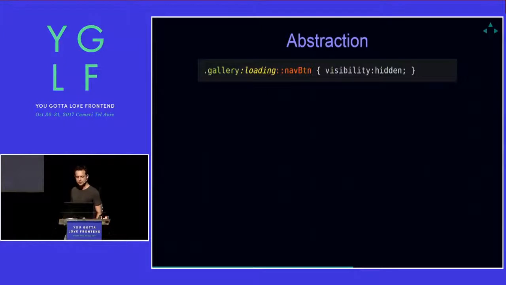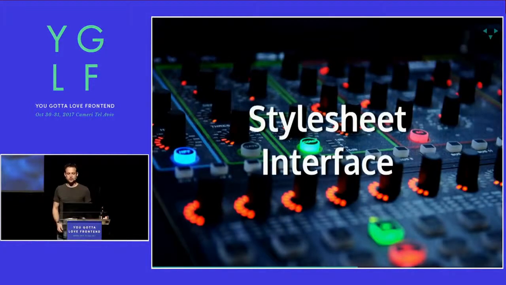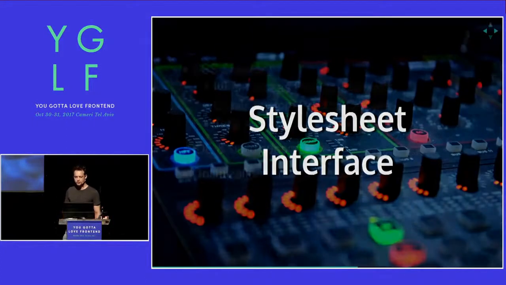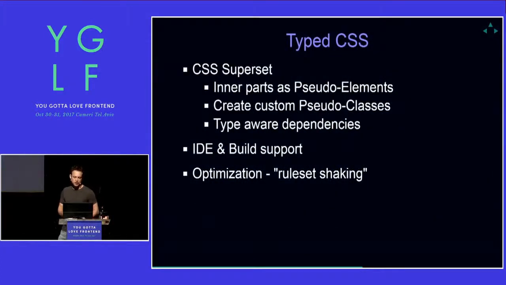It's not CSS. So how can we make it work? A possible solution would be to introduce an interface to our style sheets. Such an interface would enable us to describe relationships and definitions for inner parts and states of our style sheets. And this is starting to sound a little bit like a type system. So what the hell? No. Let's talk about typed CSS.